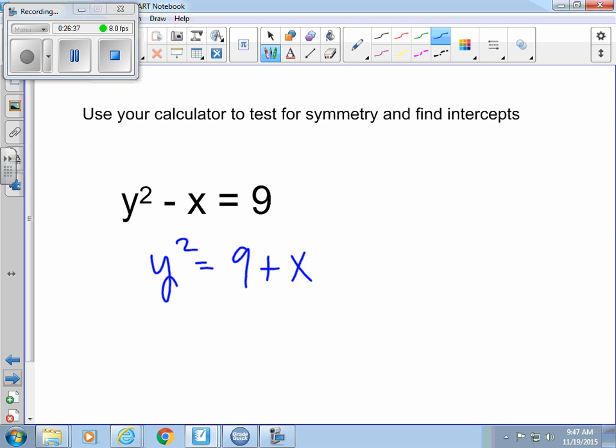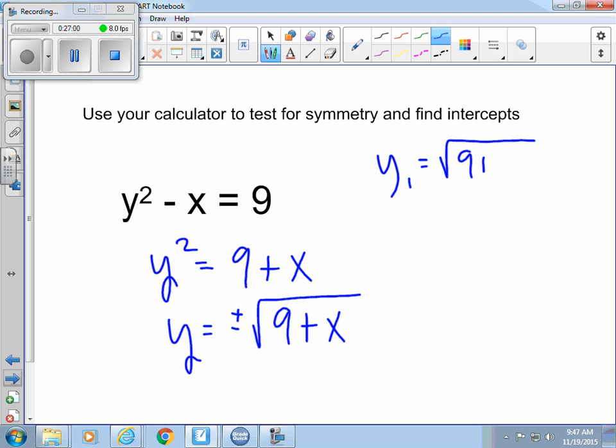I have to get y by itself. Does everyone agree? When I take a square root, what do I always get? A plus or a minus. How in the world do I type that in my calculator? You do both. You do y1. In y1, you're going to type the square root of 9 plus x. In y2, you're going to type the negative square root of 9 plus x. So get your calculators out and graph those.